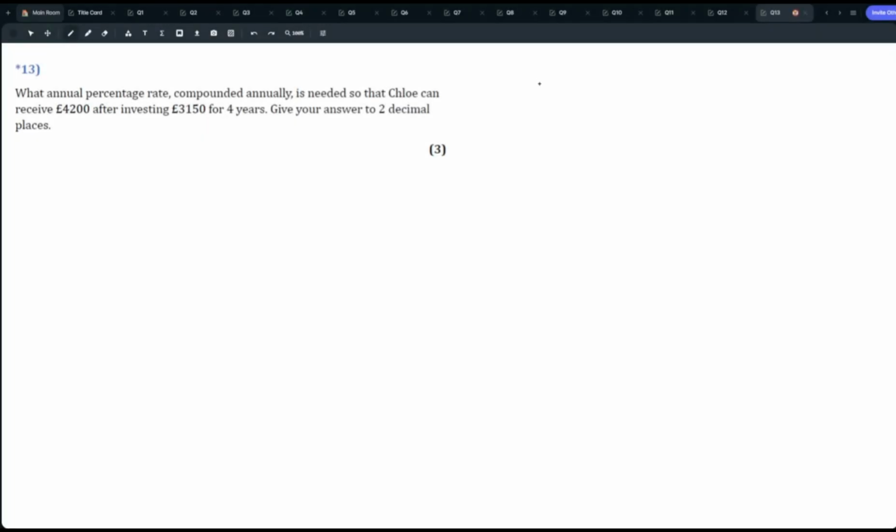Number 13. This is another compound interest question, but it's a little bit more tricky. What annual percentage rate compounded annually is needed so that Chloe can receive 4,200 after investing £3,150 for 4 years? So annual percentage rates, okay, so X percent. We don't know. We're trying to find that actually. Okay, so she's investing £3,150.